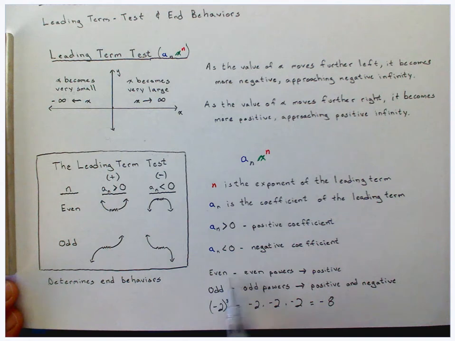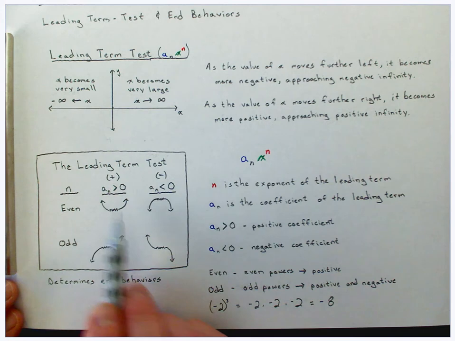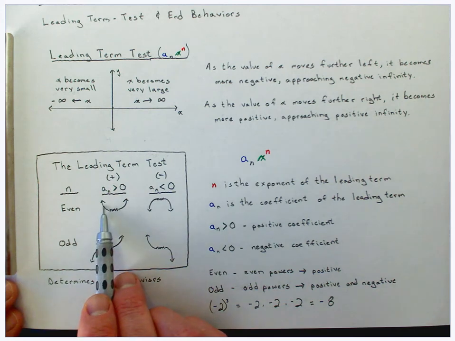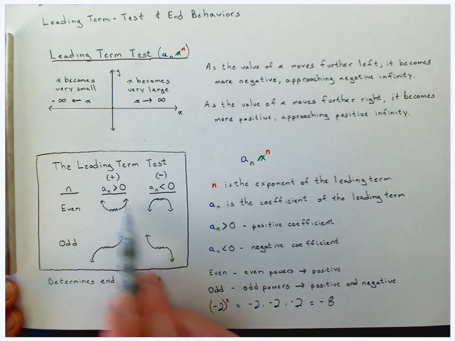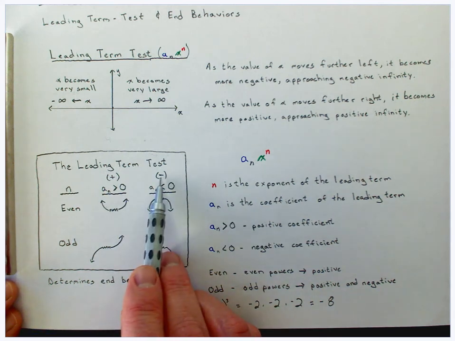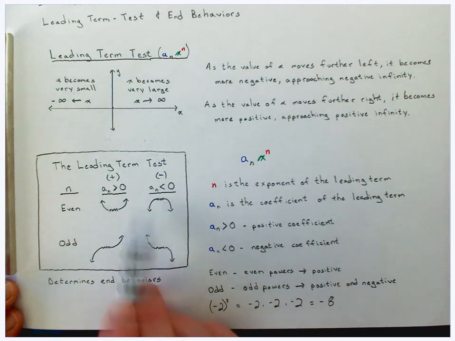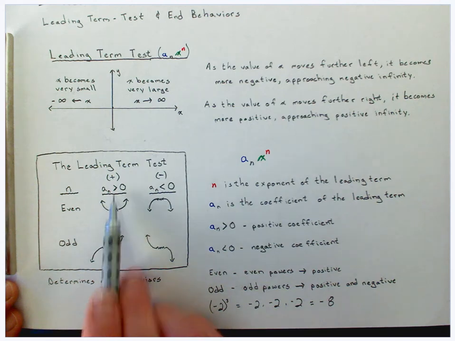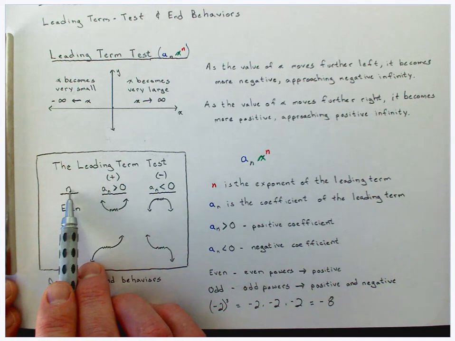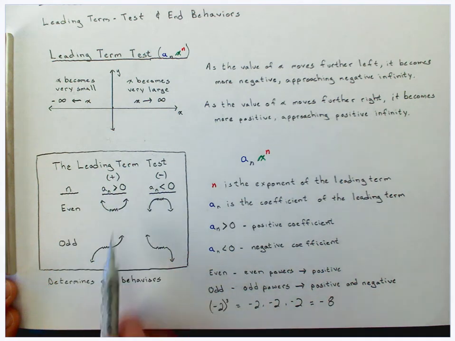Even powers. So if my n is even, notice that I'm either going to be pointing up in both directions or I'm going to be pointing down in both directions. What delineates that is if I have a negative coefficient. If I have a negative coefficient, it is going to be going in the downward direction. Positive coefficient, I'm going to be going in the upward direction. My power, the even power, will not dictate positive or negative at all.